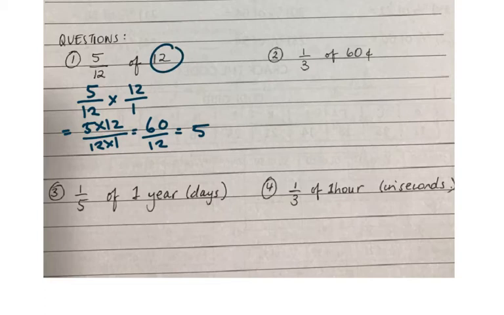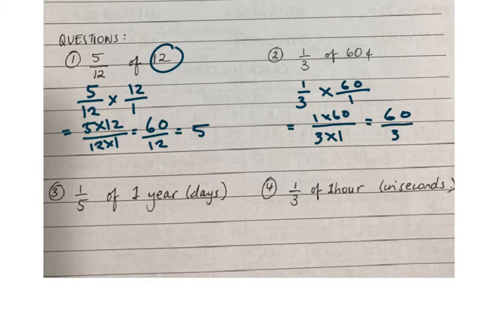Here we've got 1/3 of 60 cents. So we write 1/3 times 60 over 1. So 1 times 60 and 3 times 1. So that's 60 over 3. 60 divided by 3 is 20 cents.